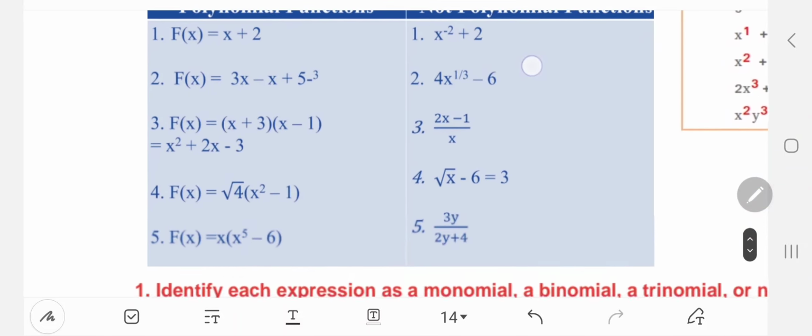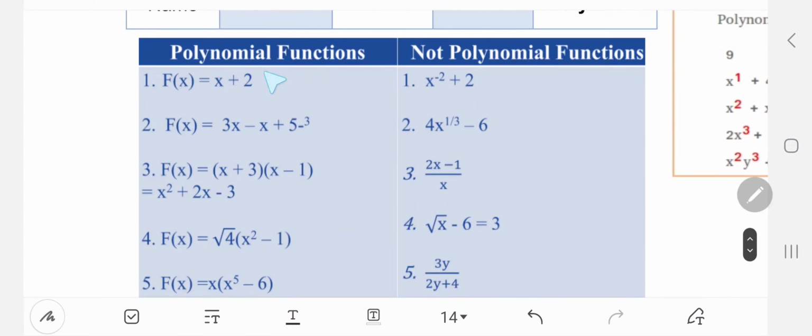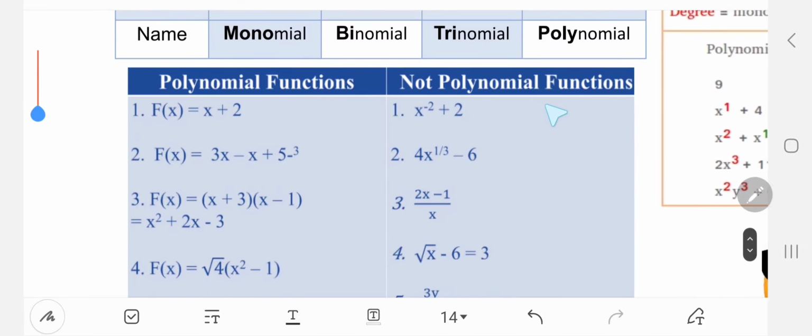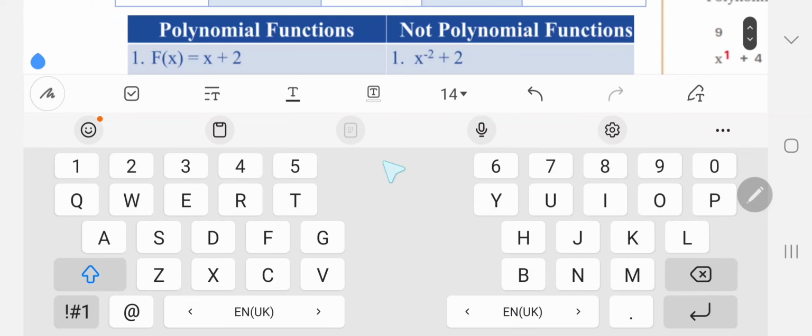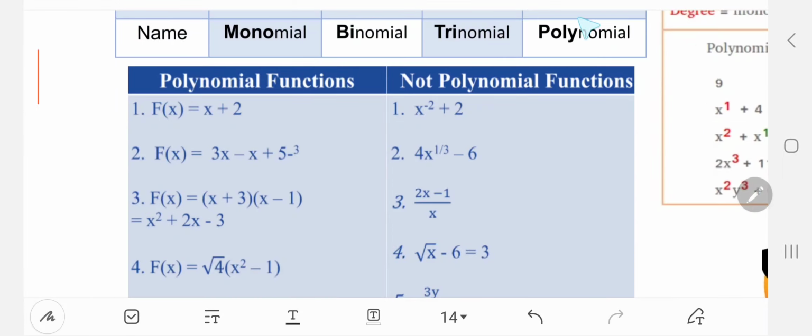So, how can I differentiate if it is a polynomial or not? If it is x plus 2, polynomial. 5x minus x plus 5 power negative 3, polynomial. When is it not a polynomial? It is not a polynomial whenever the power is negative. Whenever it is something like this, x power negative 2. So again, here is x power negative 2. The power is negative, x power negative 2, not polynomial.